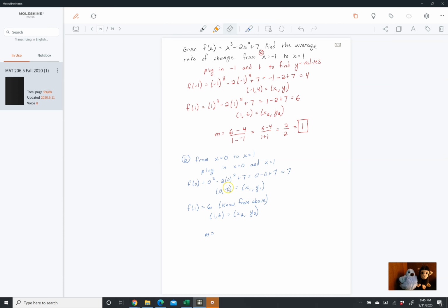So it's going to be 6 minus 7 in the numerator because that's the change in y. And in the denominator, it's going to be 1 minus 0. This gives us negative 1 over 1, which is negative 1. So notice one was positive, one was negative. Okay, turns out that they're equally as steep, but one was positive, one was negative.